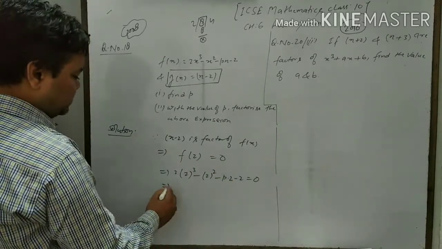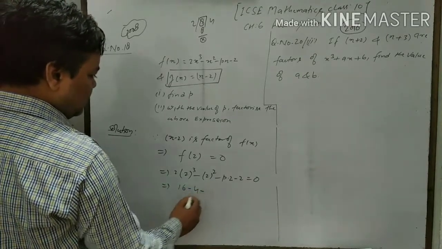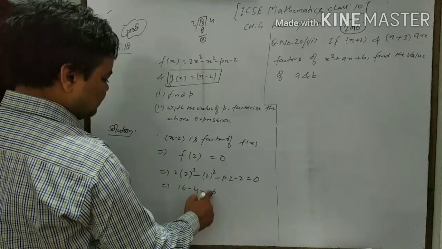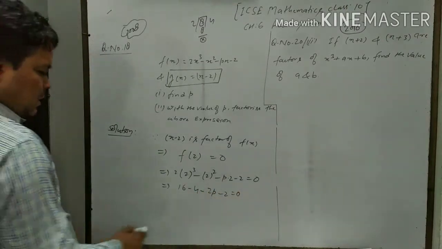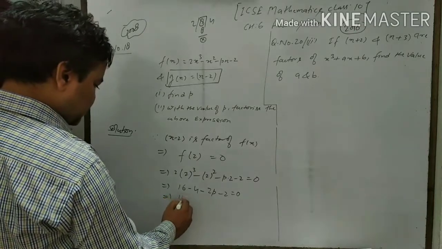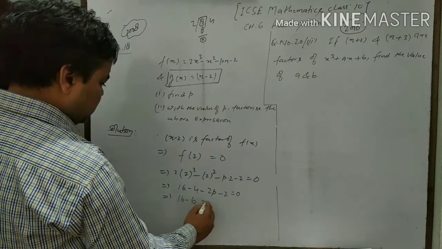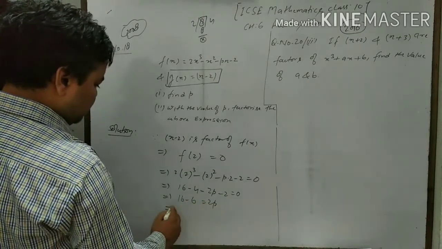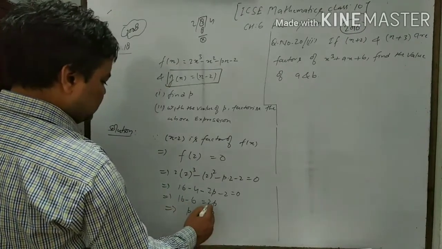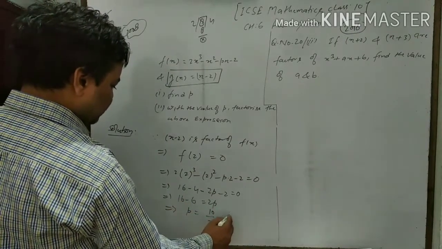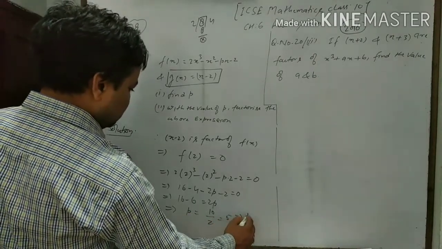This implies that 2 fours are 8, 8 twos are 16, minus 4 minus 2p minus 2 is equal to 0. Now here 16 minus 4 minus 2, that will be 10, is equal to 2p, and this implies that p is equal to 10 divided by 2, that is 5. Means the value of p is what? This implies that p is equal to 5.